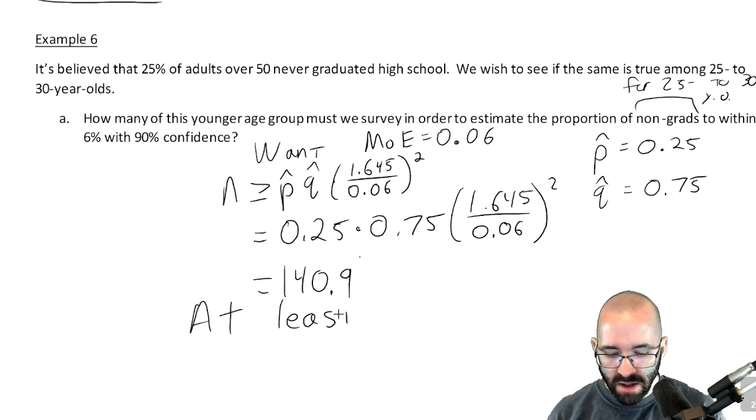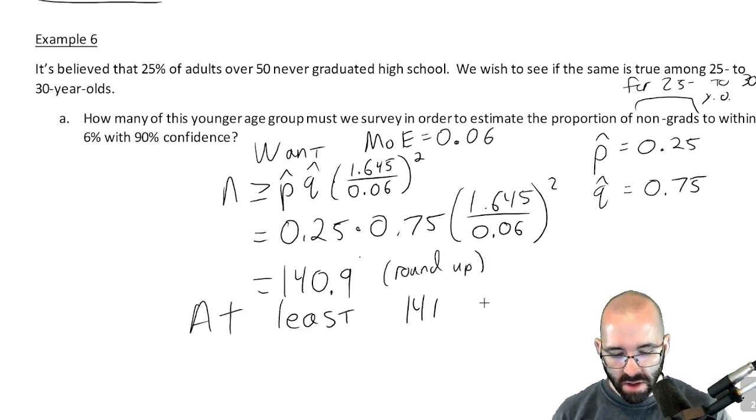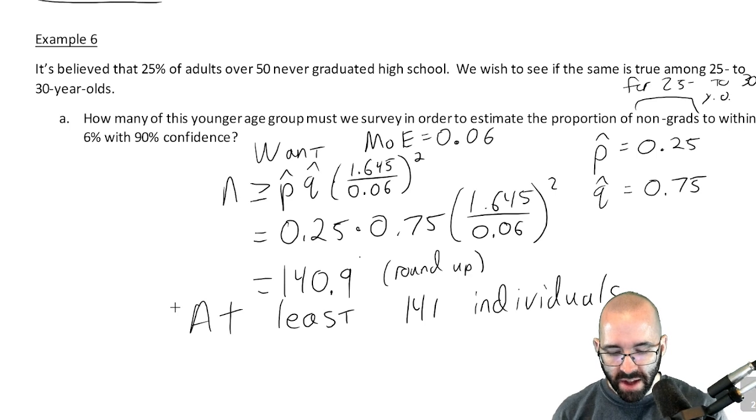At least 141. Always round up. Individuals. And that's how we do it.